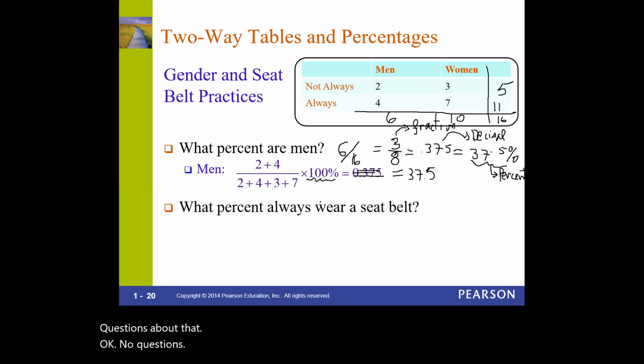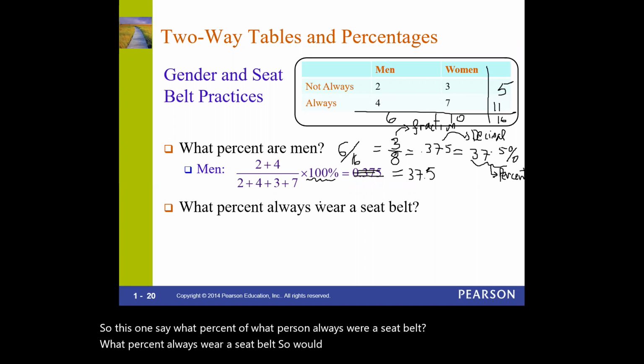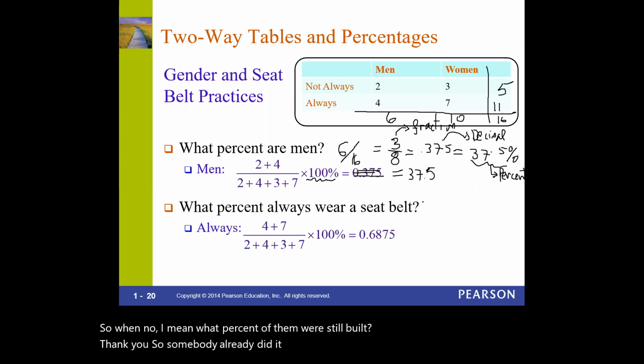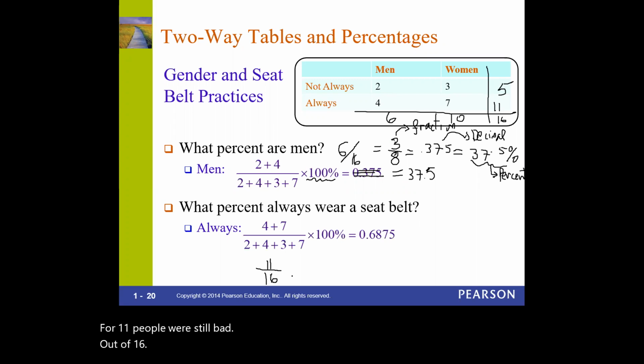This one says, what percent always wear a seat belt? So we'll do the same math. How many people wear a seat belt? Somebody already did it. As you can see, 11 people wear a seat belt out of 16 people in total. So this time we multiply by 100%.